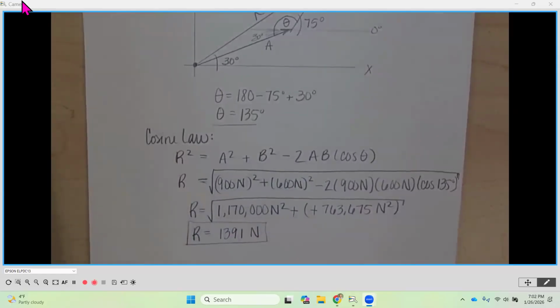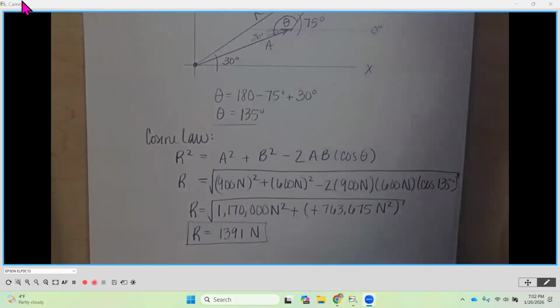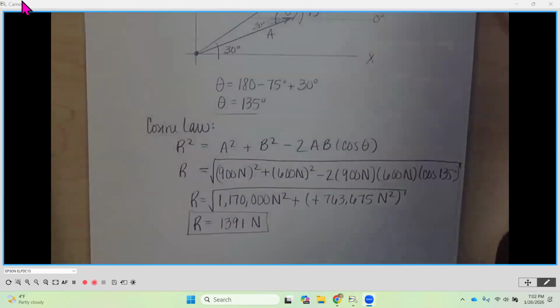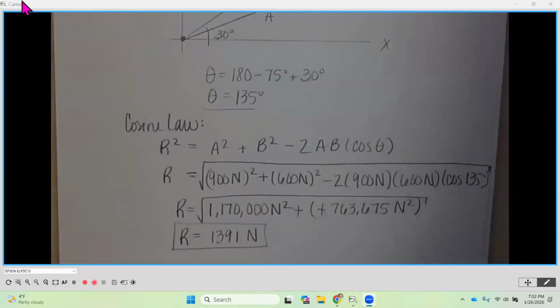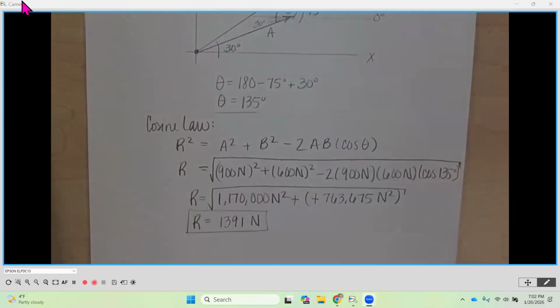I don't know if that's the right answer. Is that the right answer? I hope so. I'd have to look back at the answer key. That's what you got too? Okay, perfect. That's rounded though. The exact answer is like 1391.566. Yep. But when we're talking about 1,300 newtons, rounding to the nearest newton is pretty reasonable.